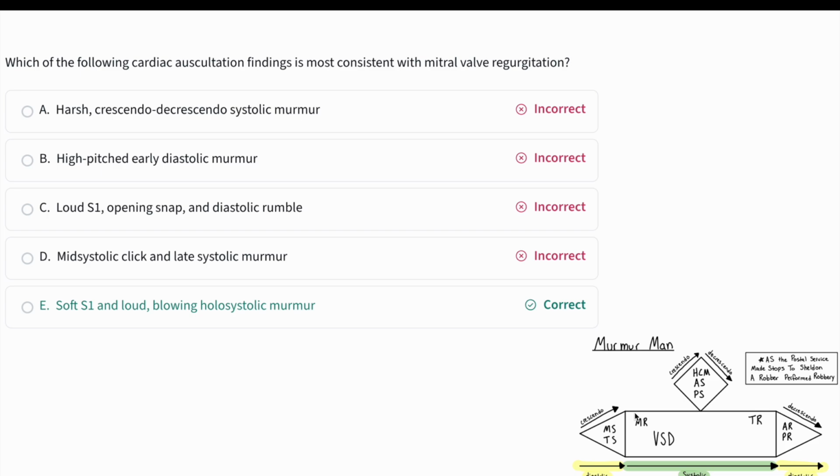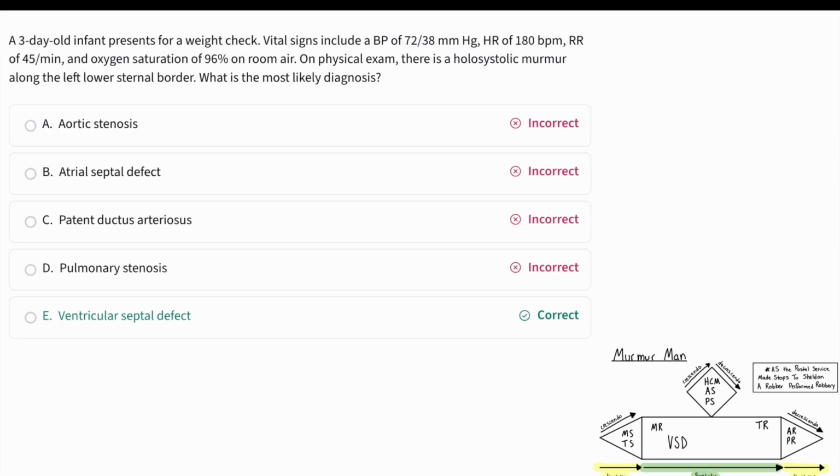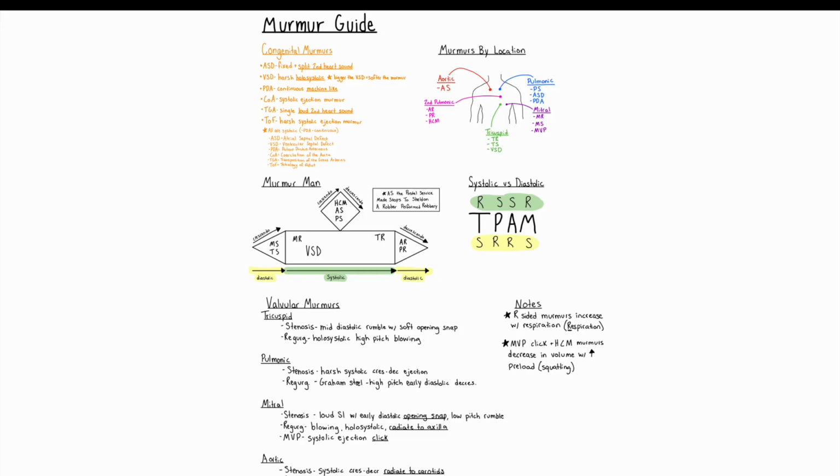So, I hope that this helped a little bit and that you're able to learn. Again, there are some things that are just memorization, and there are other things that are more consistent that can help you hopefully identify murmurs on exams.